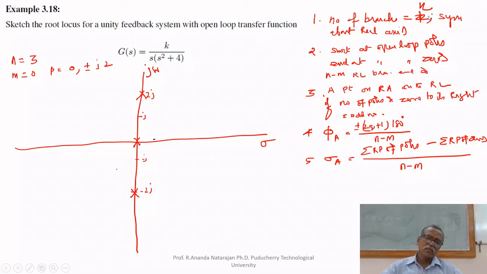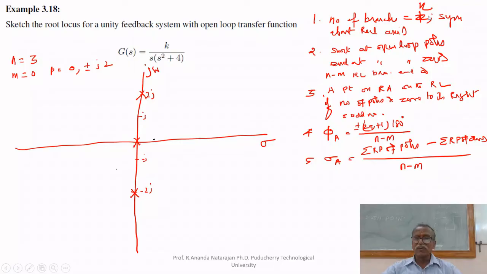The root locus branches start at open loop poles and end at open loop zeros. No zeros, that's why all the root locus branches, 3 root locus branches will end at infinity. All the 3 will end at infinity.